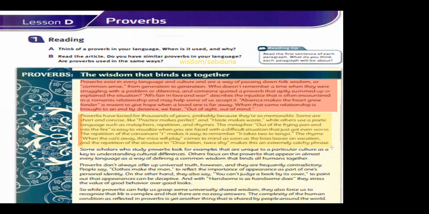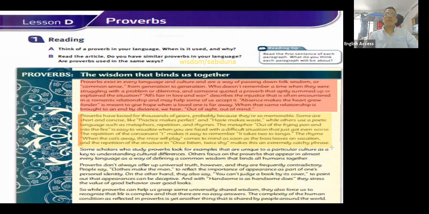It takes two to tango. The rhyme when the cat's away, the mice will play comes to mind as soon as the boss leaves on vacation, and the repetition of the structures in once bitten, twice shy makes this an extremely catchy phrase.